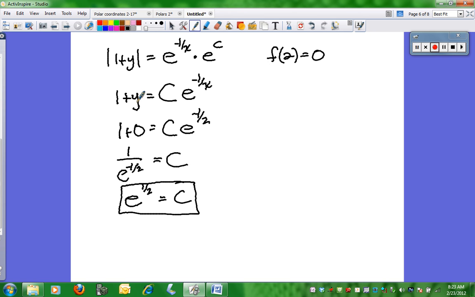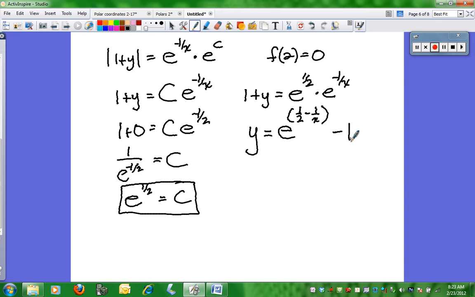So if you look here, we have 1 plus y equal to c, which is e to the 1 half times e to the negative 1 over x. I can subtract this 1 from both sides to isolate y. So y equals, and look what I can do here. We're multiplying like bases. What do we do to the exponents when we multiply like bases? Correct, we add them. So it's going to be e to the 1 half minus 1 over x, minus 1. So that is the solution to this differential equation.